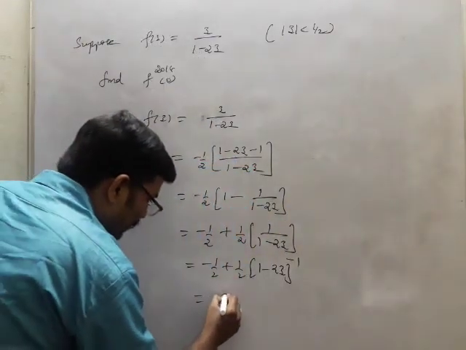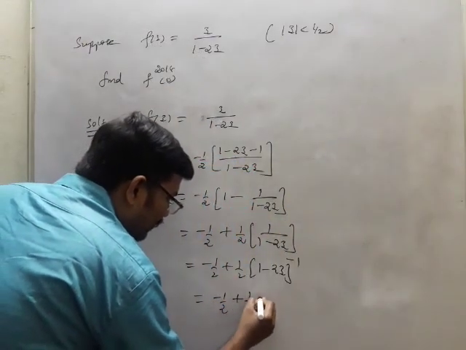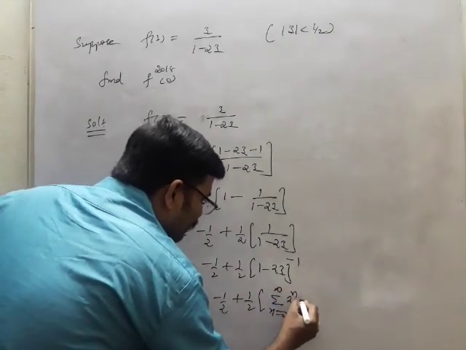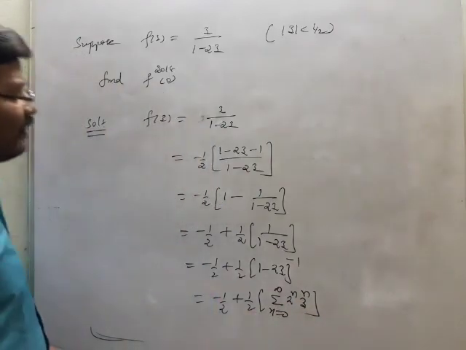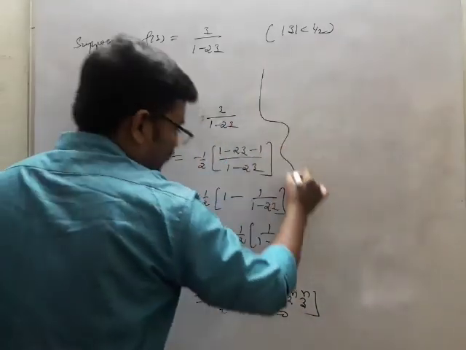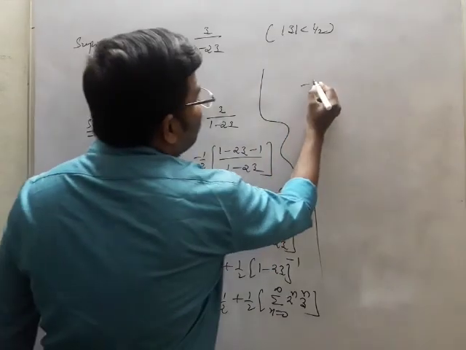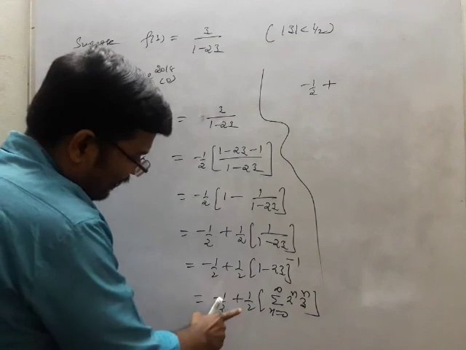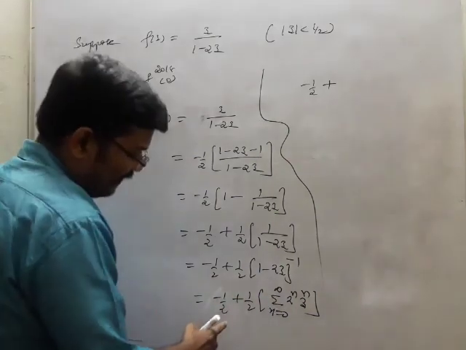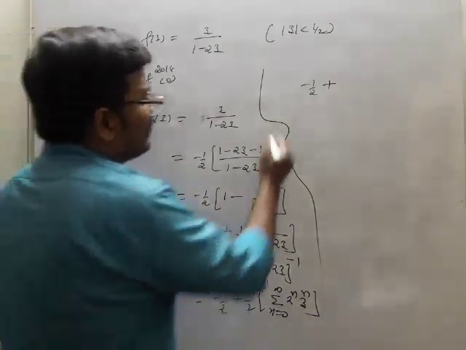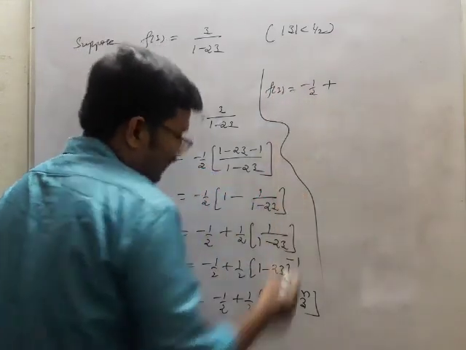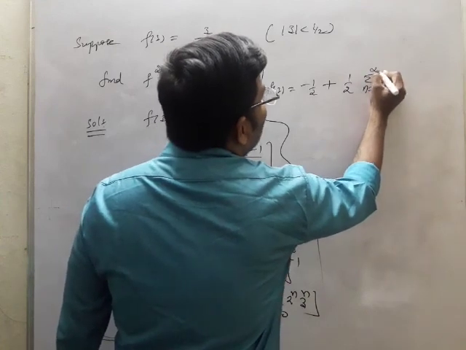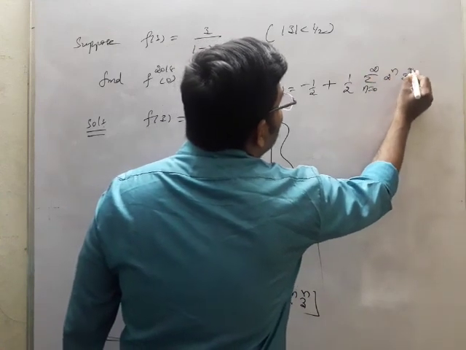So what is that now? Minus 1 by 2 plus 1 by 2, summation n equal to 0 to infinity, 2 power n into z power n you got. So this is minus 1 by 2 plus, I may write this 1 by 2 inside, or you just keep it aside: minus 1 by 2 plus 1 by 2 summation n equal to 0 to infinity, 2 power n into z power n.